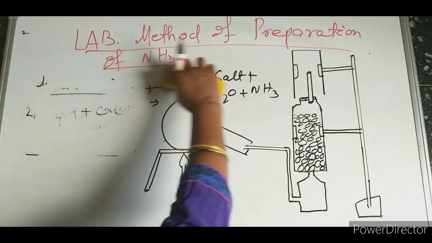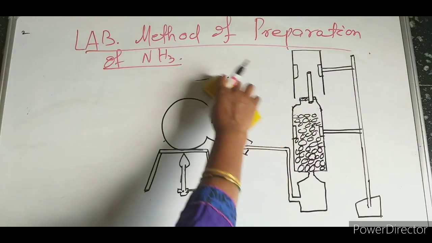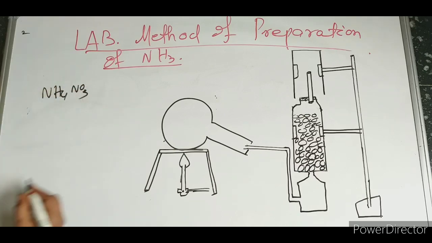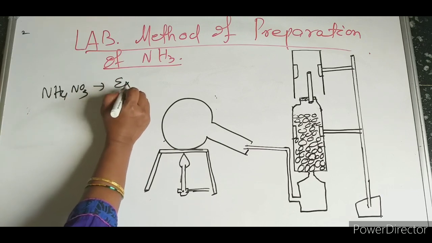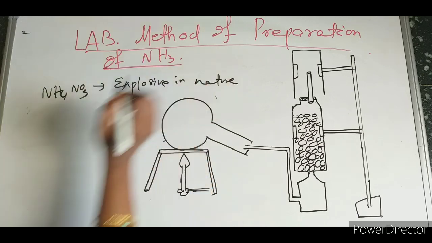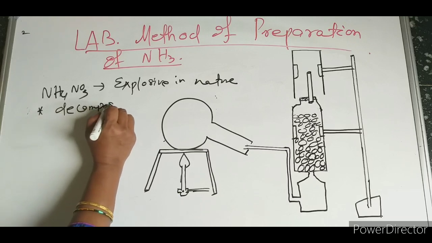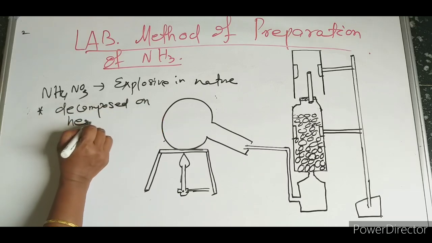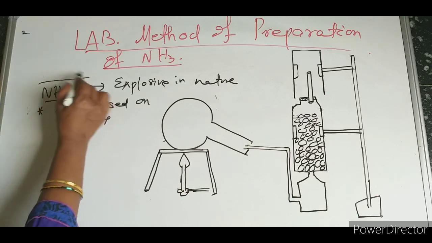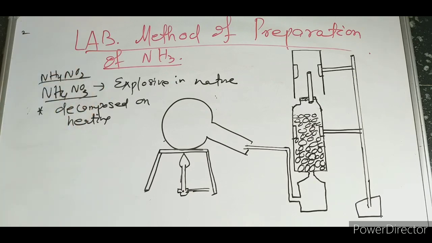If I use ammonium salts, why can I not use ammonium nitrate? Ammonium nitrate cannot be used because it is explosive in nature. Second, ammonium nitrate decomposes on heating, and ammonium nitrite, NH4NO2, also cannot be taken. These two cannot be used for this preparation.